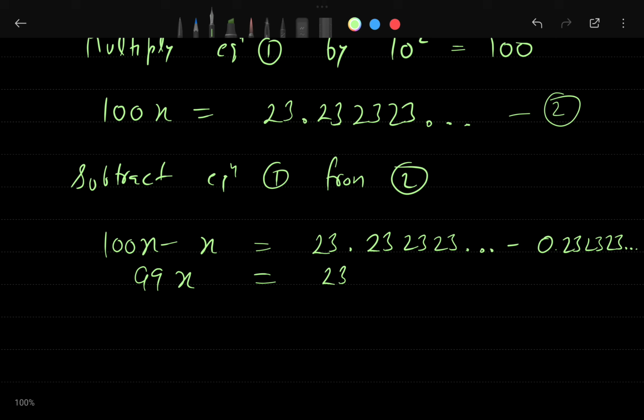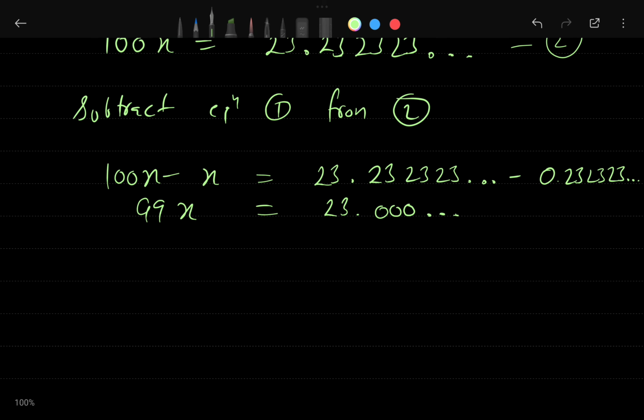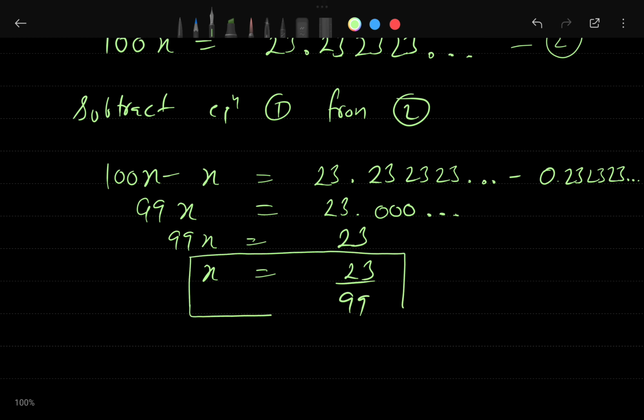and on the right hand side I will have 23.000, infinitely many zeros, because there are infinitely many 23s, and all those will cancel out in subtraction. So I will have 99x is equal to 23.000 and so on. So I can write it as 99x is equal to 23 only, and then x will become 23 by 99, and we know that x was the p by q representation of 0.23 bar. Now we have obtained the value of x, that is 23 by 99, and this means that the p by q representation of 0.23 bar is 23 by 99.